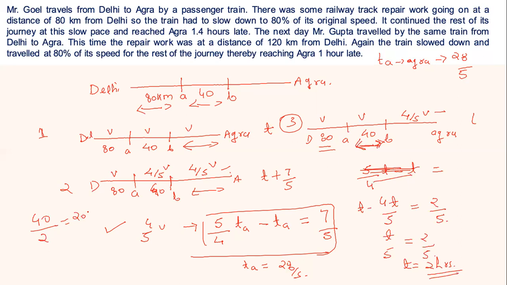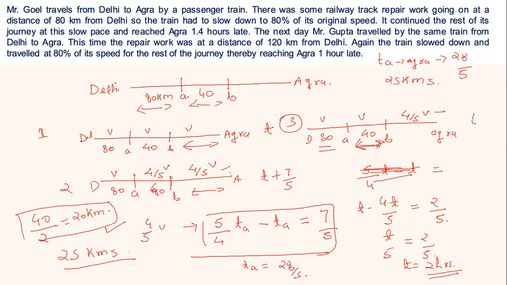So on the second day, my reduced speed is 20 kilometers per hour. This is my second day speed. If my second day speed is 20, my original speed is 5/4 times of this, right? Because the second day speed is 4/5 times the original. So my original speed comes down as 25 kilometers per hour.